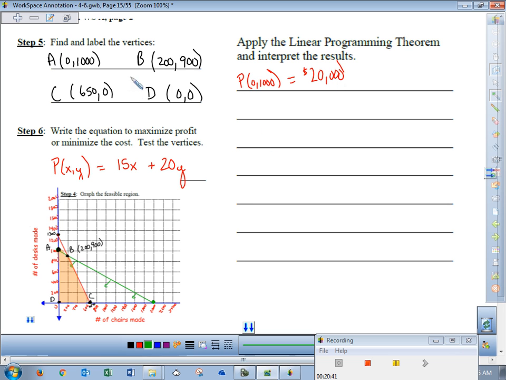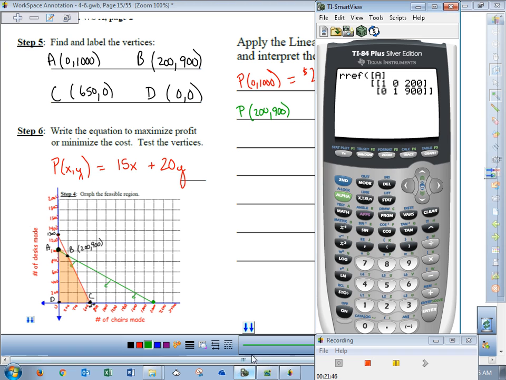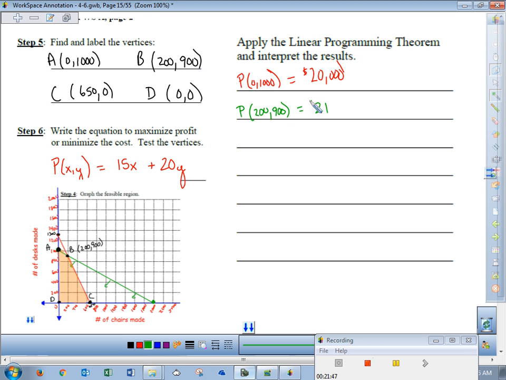Well, let's see what happens if we test point B. Point B is 200, 900. So I need to put those in. 15 times 200 plus 20 times 900. And that means I get a profit of $21,000 in that situation right there. So you can see that that's a better deal. Instead of making no chairs and 1,000 desks, we can make 200 chairs and 900 desks, and we'd make more money in that situation. That's $21,000.